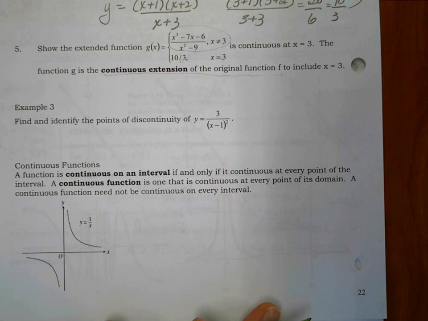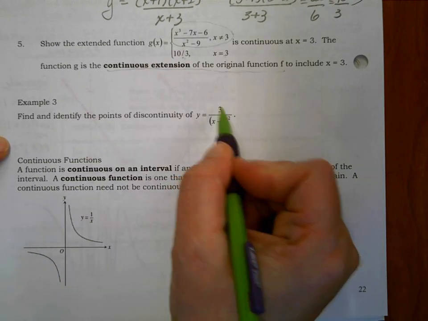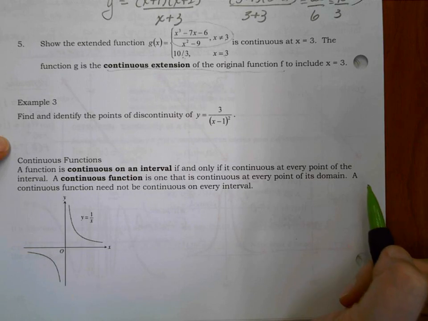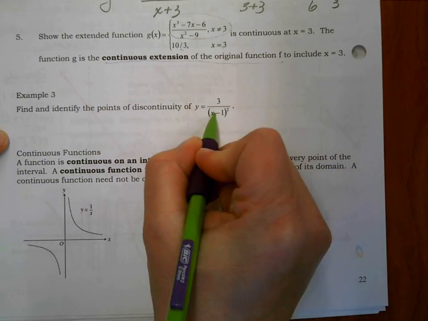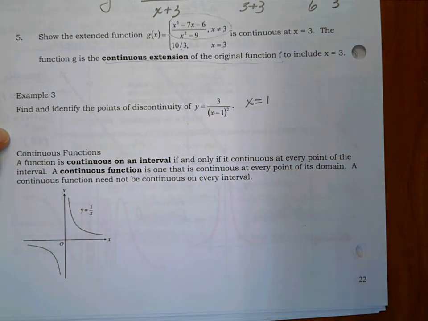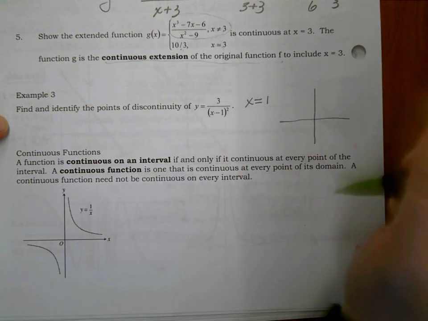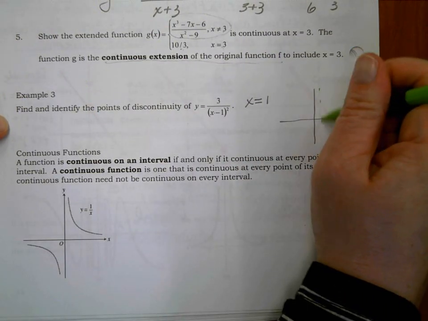All right, so now this next one, find and identify the points of discontinuity. Whenever we have a fraction, we're thinking, okay, what makes the bottom equal 0? When I look at this, what would make the bottom 0? X equals 1. Then I want to figure out what type of discontinuity it is. The easiest way to do that would be to graph it, and you can put it in your calculator.